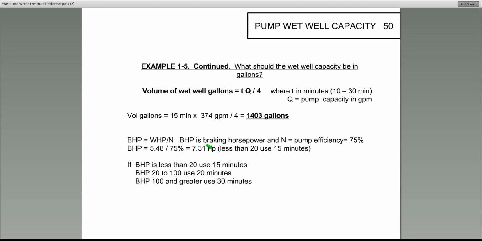If this braking horsepower came out to be 80, then you would use 20 minutes. If it came out to be 100 or greater, then you'd use 30 minutes. So we're going to use 15 minutes, based on the flow, 374, divided by 4, and the wet well capacity would be 1,403 gallons.